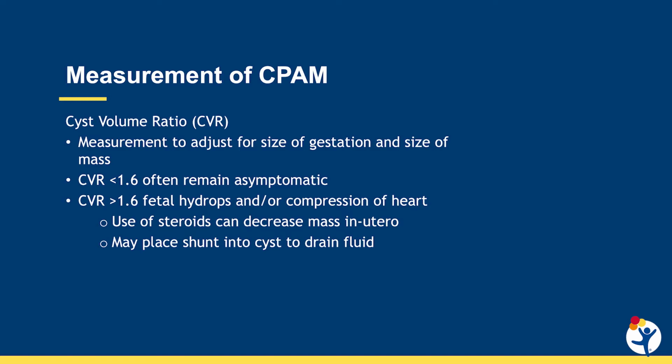For CPAMs that have a CVR of greater than 1.6 and are associated with significant heart compression or have fetal hydrops, we'll sometimes place a shunt into the cyst when they have large dominant cysts. And what this does is this drains the cyst fluid into the amniotic fluid. And this is one of the primary fetal interventions we offer.